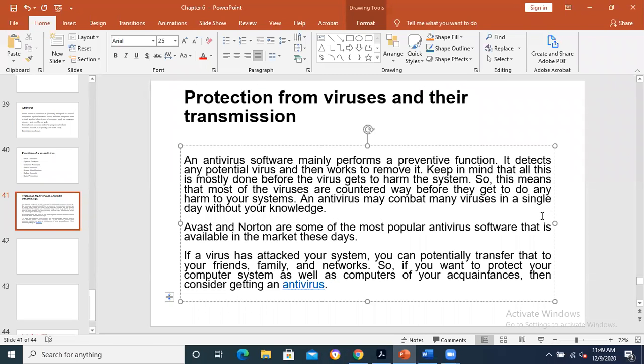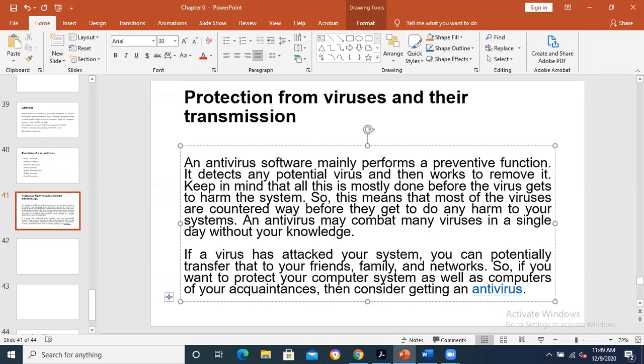Now, Avast and Norton are some of the most popular antivirus software available in the market these days. You would have heard their names, the Avast antivirus and the Norton antivirus. Otherwise, a number of antiviruses are there. We have already seen the examples.